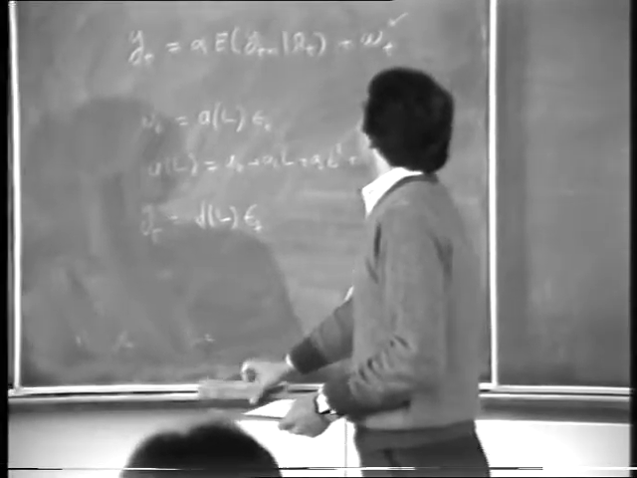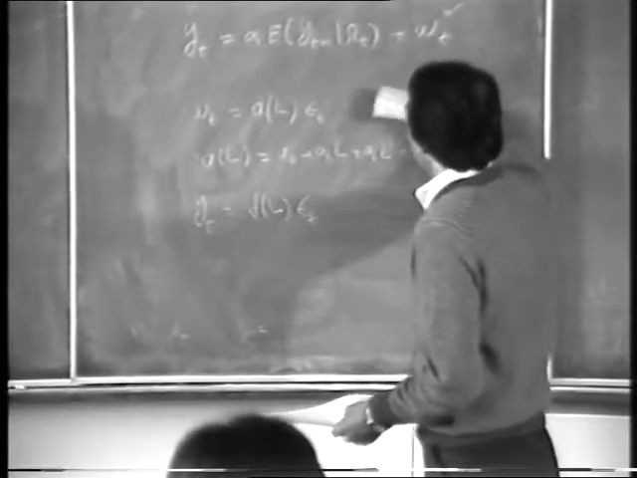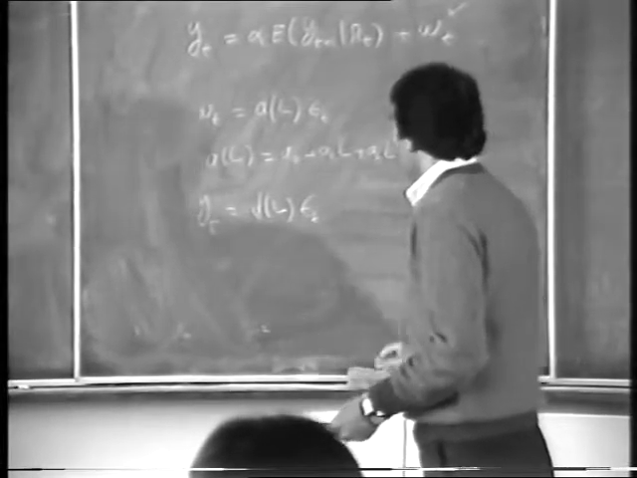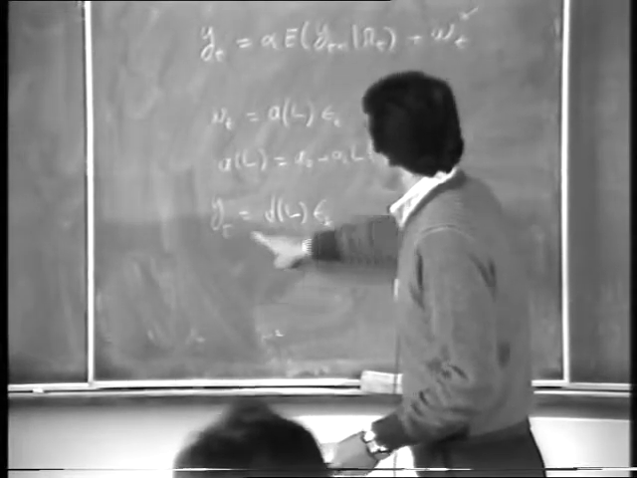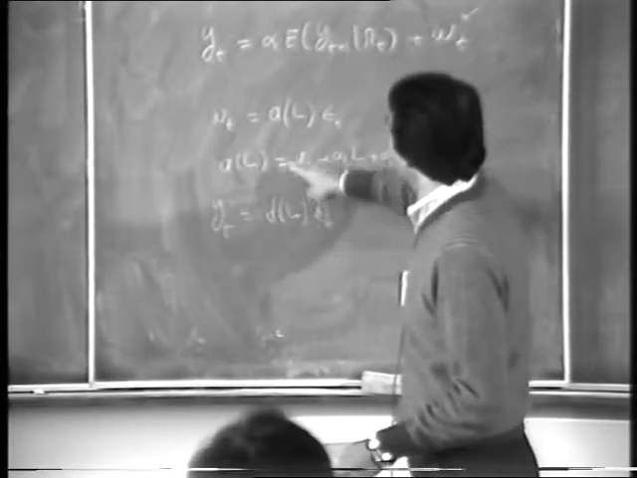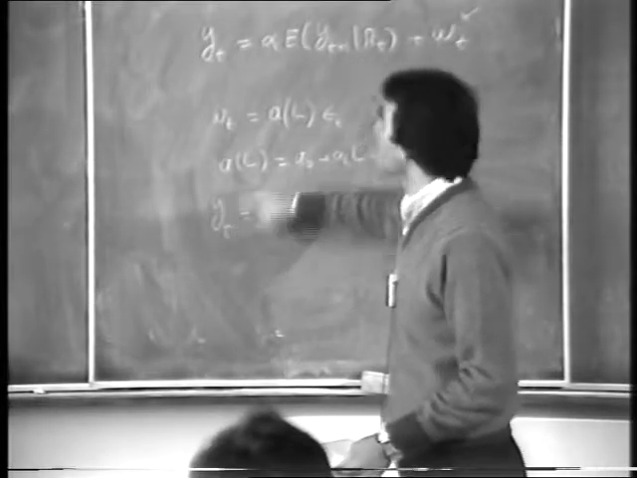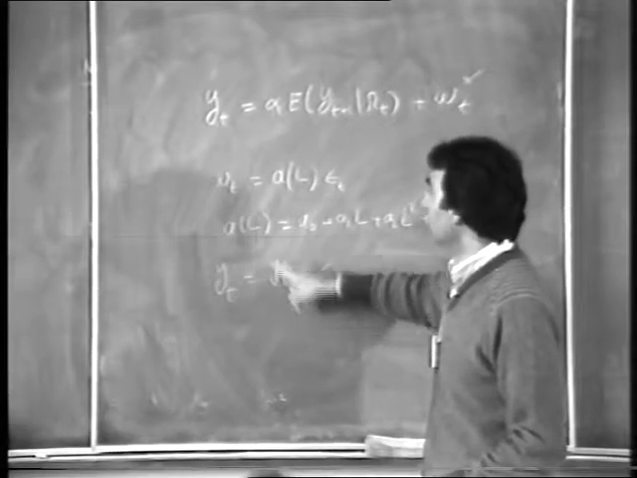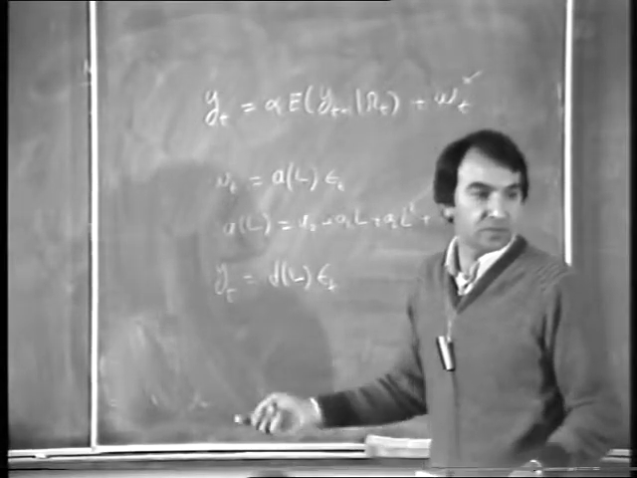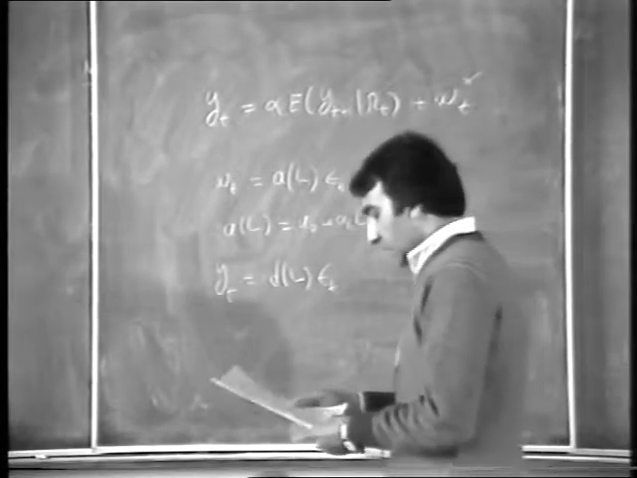To solve this, what we do is we calculate YT plus 1 and take its conditional expectation, replace YT and the conditional expectation of YT plus 1 back into the equation, and find the operator D(L) in terms of the operator A(L). It's very straightforward.